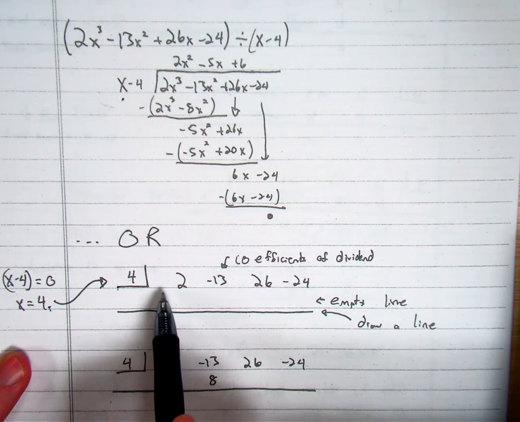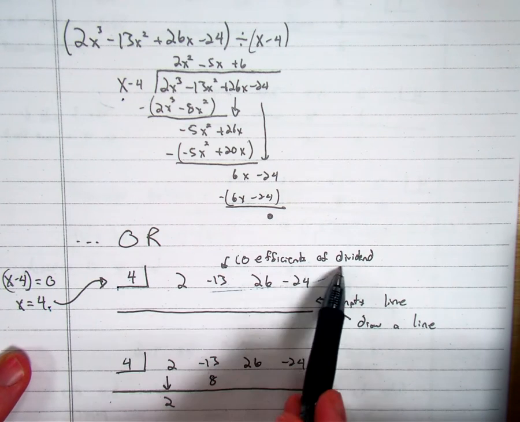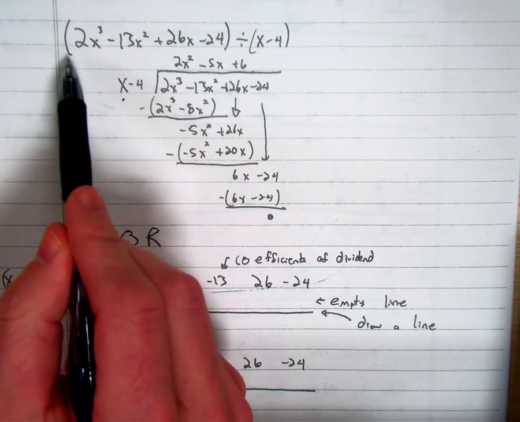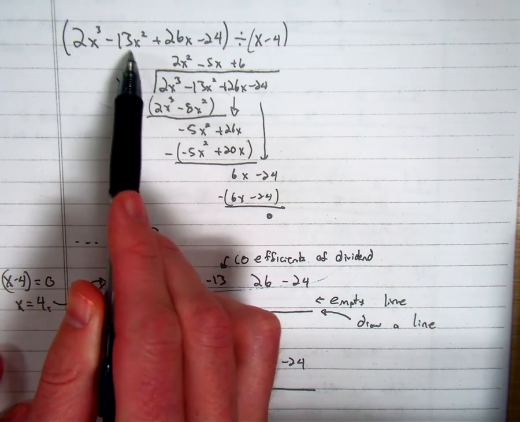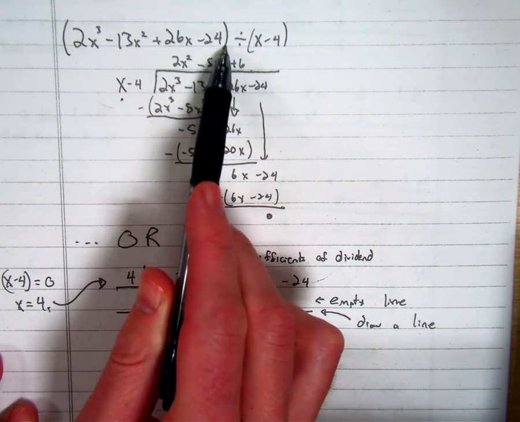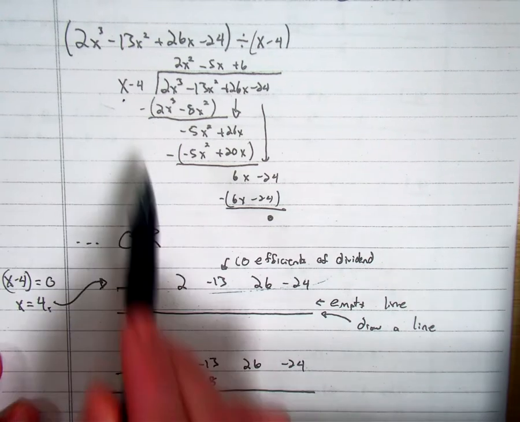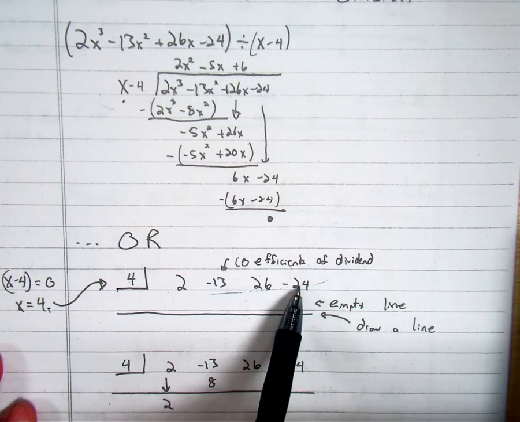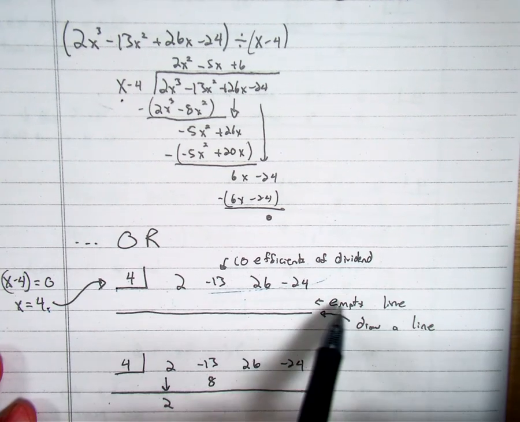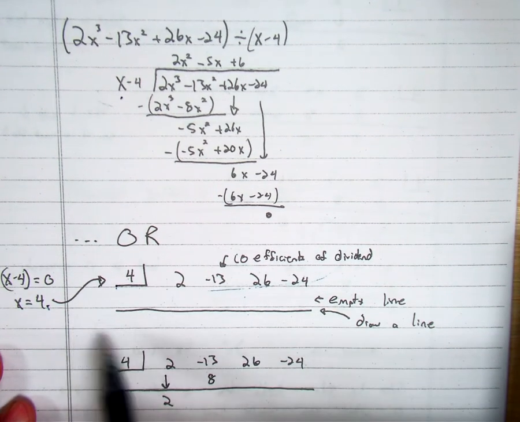Then we're going to use all the coefficients of the dividend, what we are dividing: 2x to the third minus 13x squared plus 26x minus 24. So we're going to use 2, negative 13, positive 26, negative 24. Then we're going to leave an empty line, and we're going to draw a line underneath.